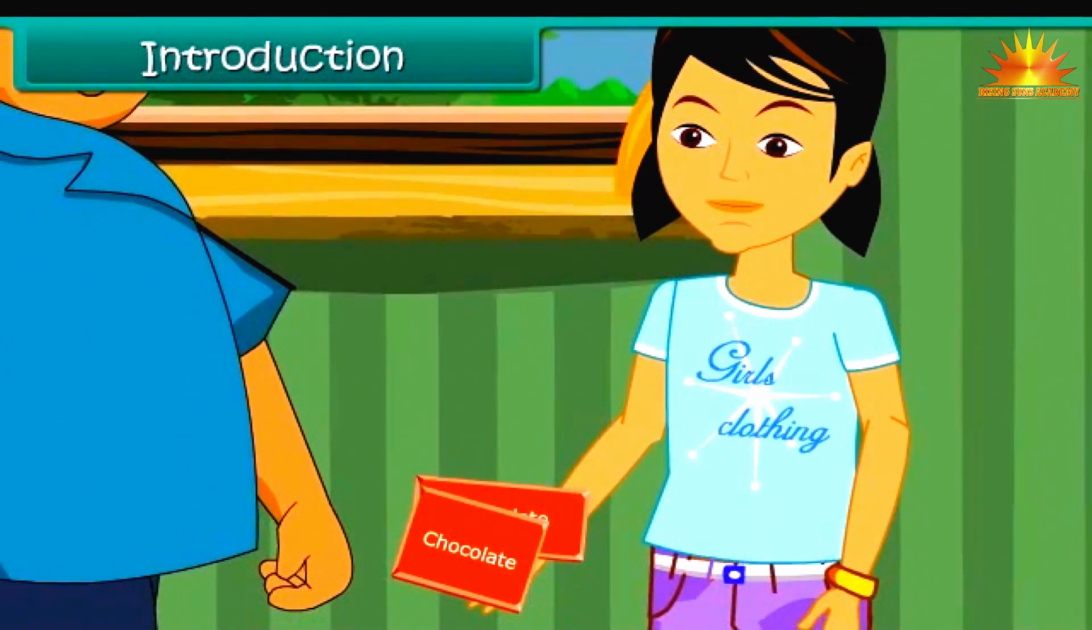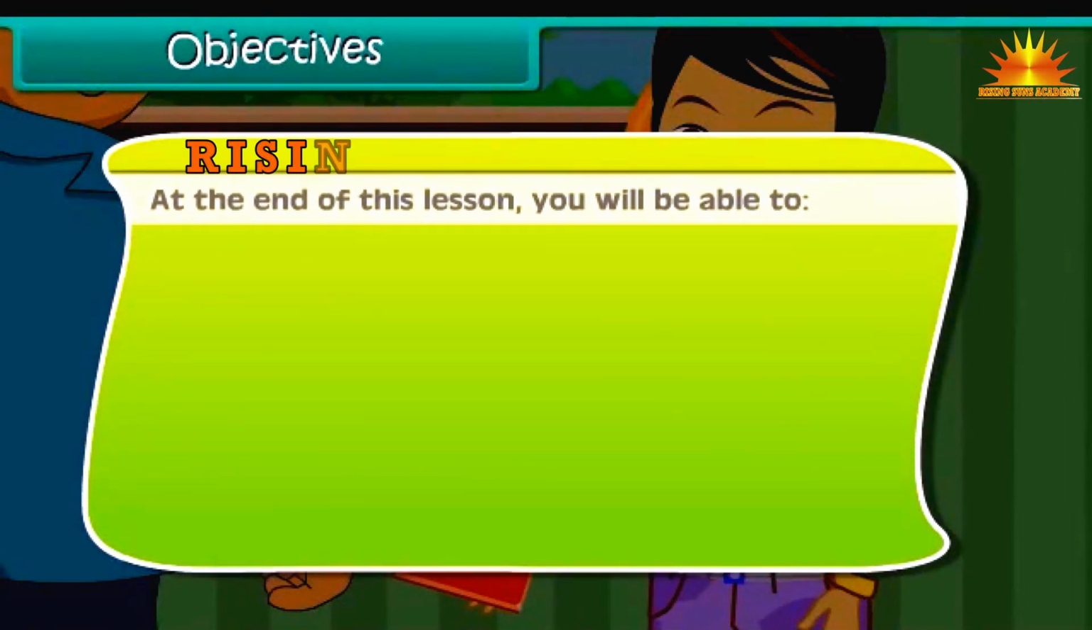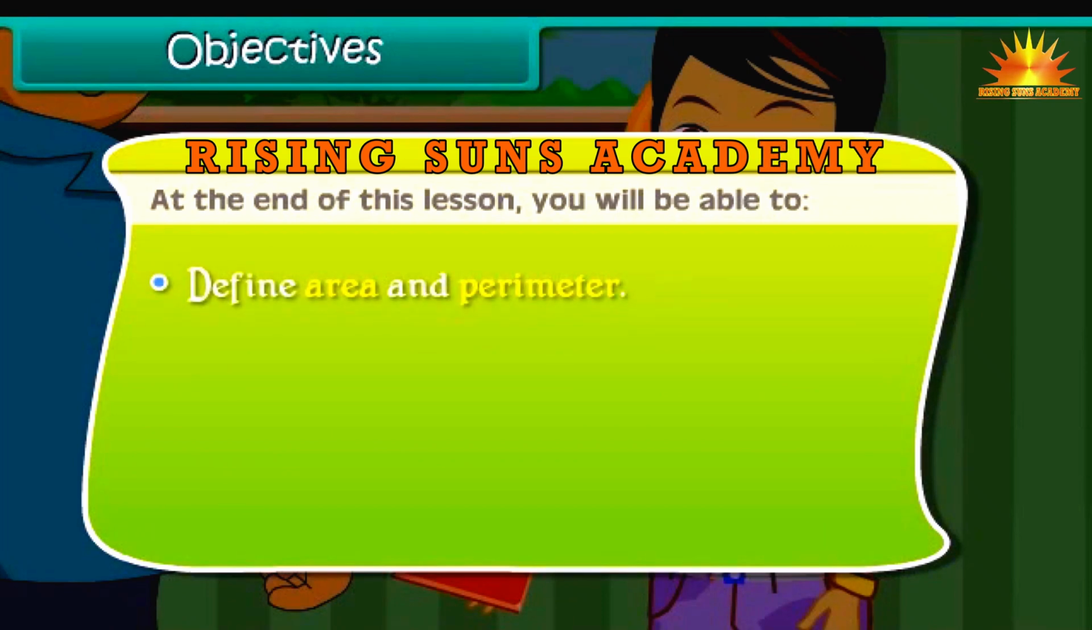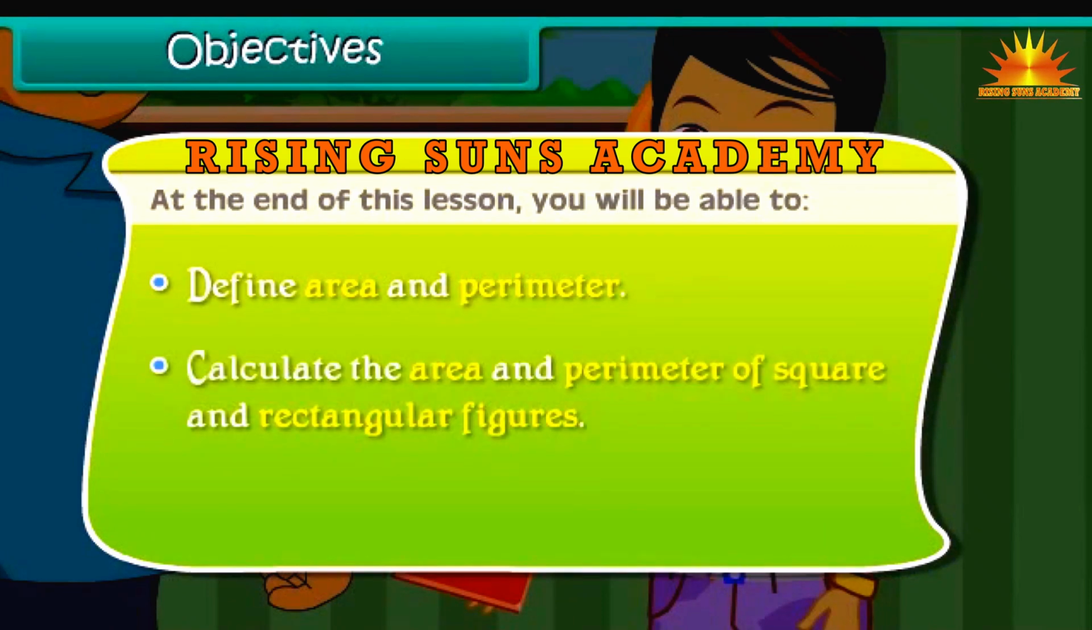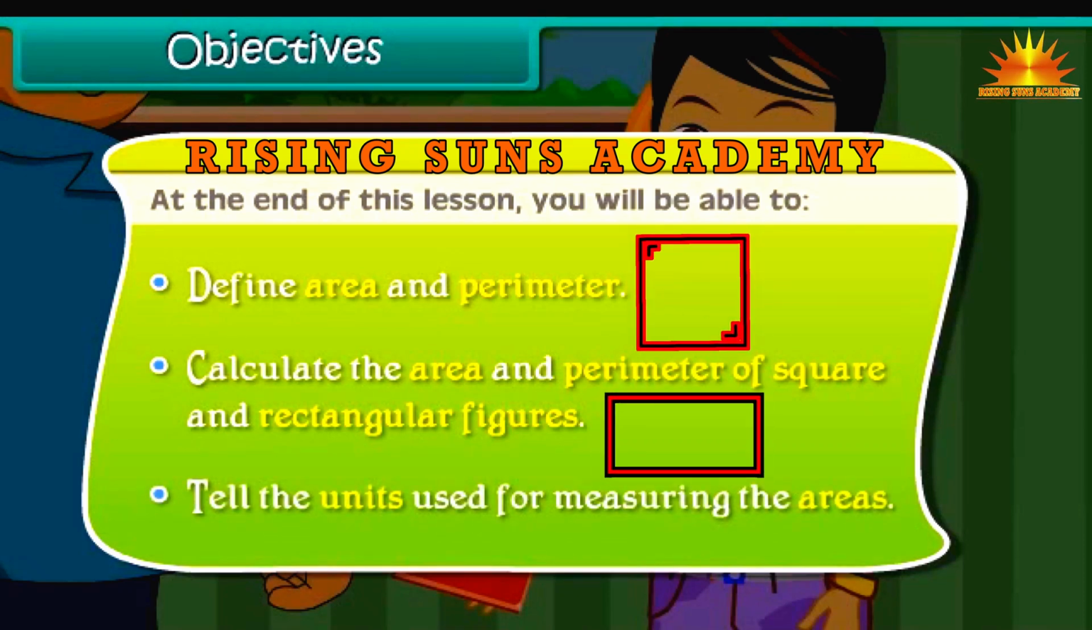Come, let us find together the answers of such questions in the lesson Area and Perimeter. Objectives. At the end of this lesson, you will be able to define area and perimeter, calculate the area and perimeter of square and rectangular figures, tell the units used for measuring the areas.